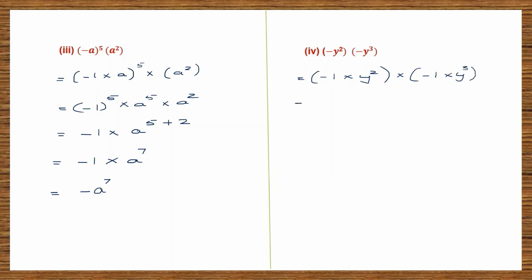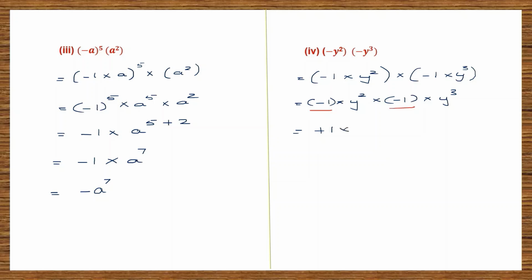So this will be minus 1 into y to the power of 2 into minus 1 again into y to the power of 3. So here we have minus 1 and minus 1. Minus 1 into minus 1, minus into minus is plus, so plus 1. So we finished with the numbers: 1.